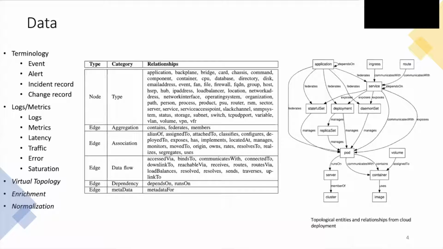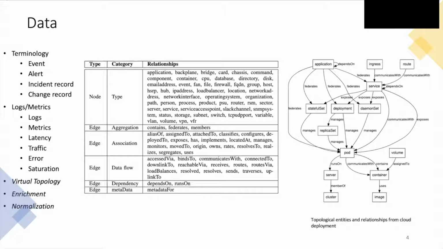On this slide, you see the data types that IT operations works with. It is worth mentioning that an event is a notification of something happening. An alert is a notification of something happening that requires attention. There are also incident and change records, which are sort of self-explanatory.